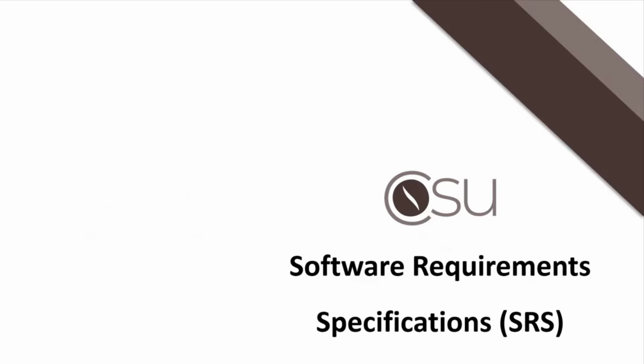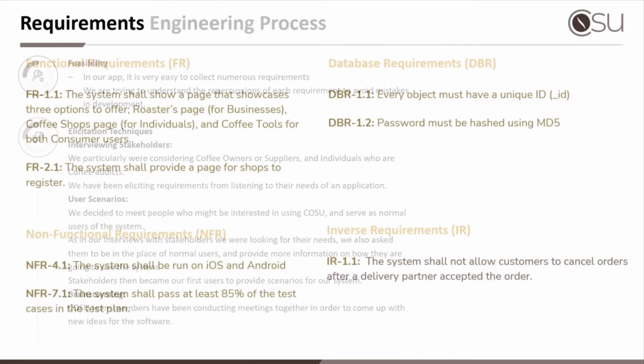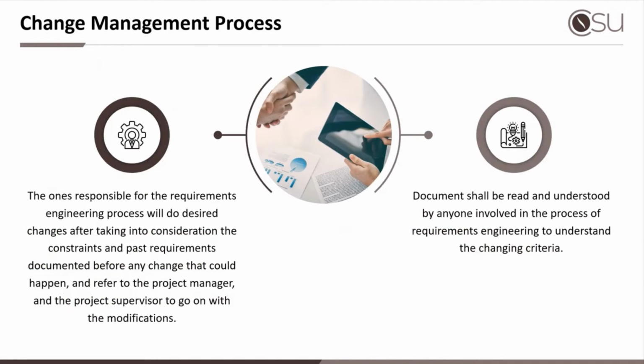For the requirements engineering process, we aim to make sure that we keep our requirements feasible. We elicited requirements by conducting stakeholder interviews, creating user scenarios, and brainstorming as a team. After the necessary requirement validation, verification, and prioritization, we separated them into different categories, such as the functional, non-functional, database, and inverse requirements. These allowed us to generate the needed graphs and charts shown in the design phase. As for any changes in the requirements, we made sure that any needed changes would be approved by the project supervisor, informed to all members involved, and reflected properly in the documentation.